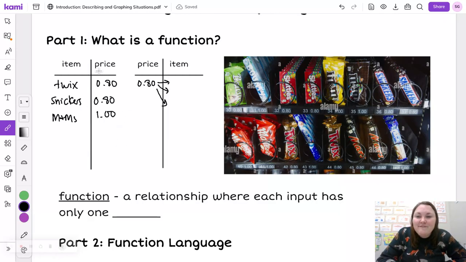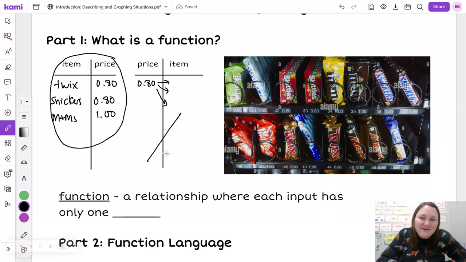When we talk about functions, this first one is an example of a function where each item I put down, there was only one correct answer for the price. The second table that wasn't really working out, this is not an example of a function. Our definition of function is a relationship where each input has only one output.